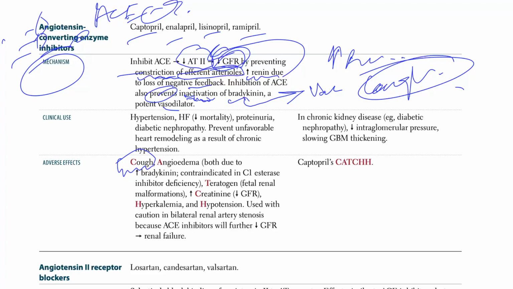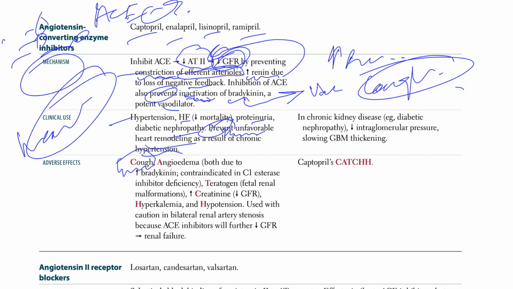But look at the clinical uses now. It is used in hypertension, heart failure, proteinuria, diabetic nephropathy. It prevents the unfavorable heart remodeling, very important, as a result of chronic hypertension. So, what is a drug that can be used to prevent heart remodeling in chronic hypertension? That's ACE inhibitors and ARBs, and some sort of beta blockers as well. But here we're just talking about ACE inhibitors and ARBs.